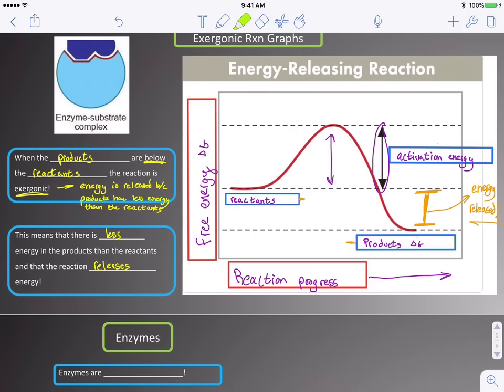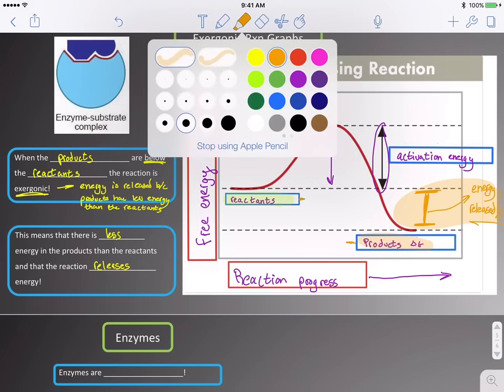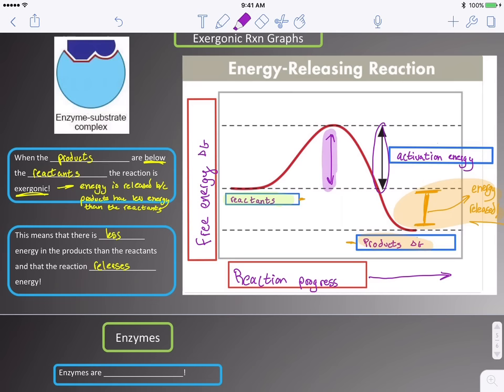We have our reactants here that are way above our products way down there. And again, it's right here: this is the energy that is released, the space between the reactants and the products. This is the energy that needs to be put in to the chemical reaction for it to occur. That's our activation energy.